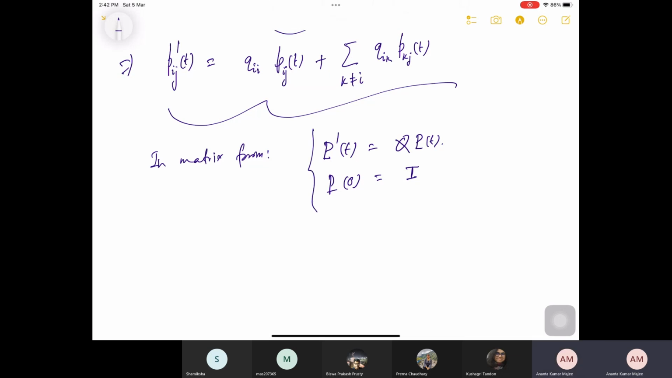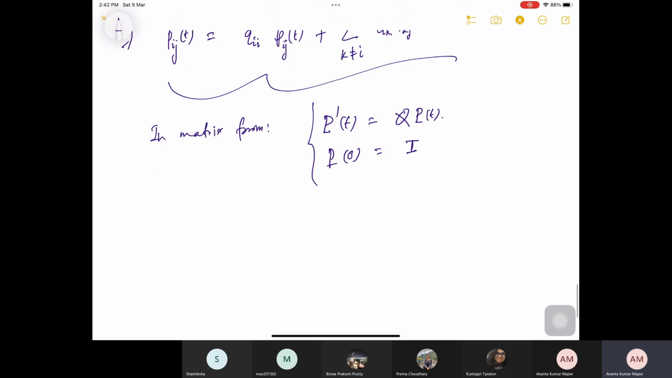Because that is delta ij, no? Pij of 0 is equal to delta ij. Okay. So this is called Kolmogorov's backward equation. This is known as Kolmogorov's backward equation.